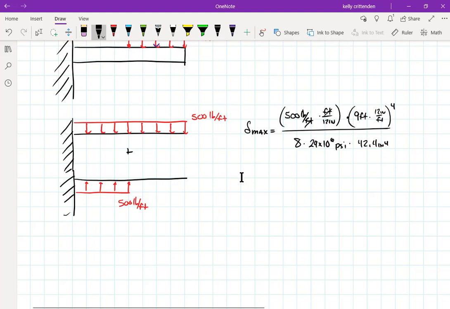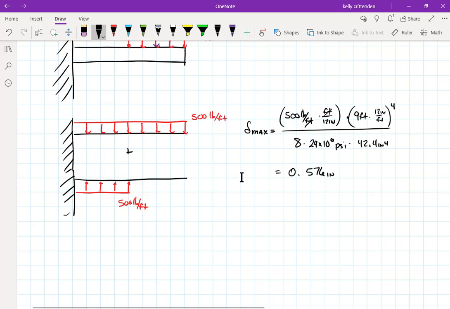So 500 divided by 12, and multiplied by, well, that's 12 to the 4th, so I can't just do that. All right, so divided by 12 times 9 times 12 raised to the 4th power, divided by 8, divided by 29 million, divided by 42.4. So it says 0.576 inches. Again, that's a reasonable number. It's not at least out of complete scope of what's possible there.